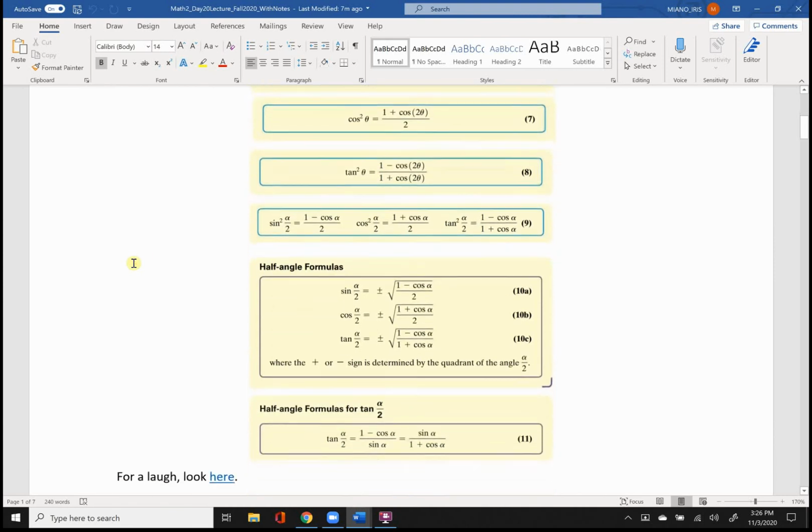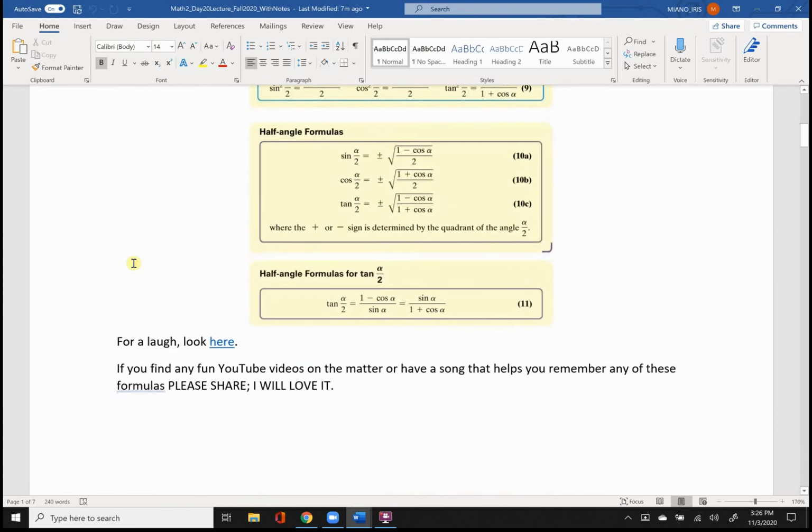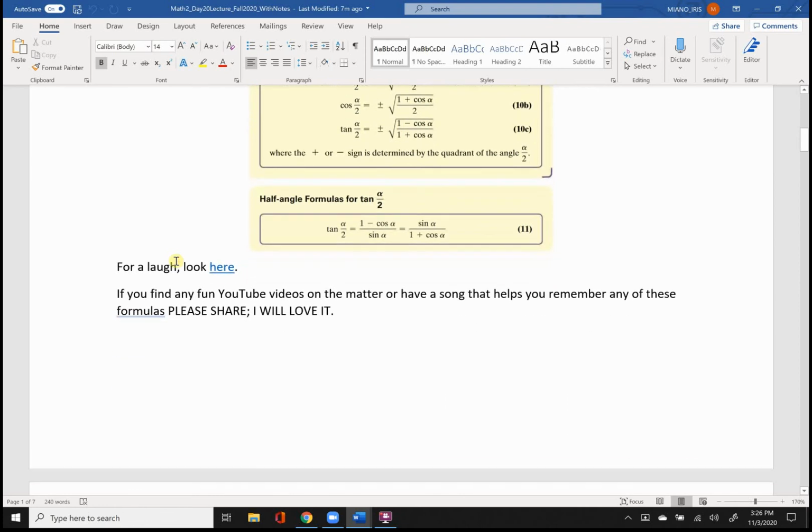It's really just using the sum formulas in conjunction with the double angle. Anyway, if you have some time and want a good laugh, go ahead and click here on the hyperlink. So I think the hyperlink also shows up for the PDF, so you should be able to get it. And if you can't, for whatever reason, I just don't want to waste time in the video sharing it.